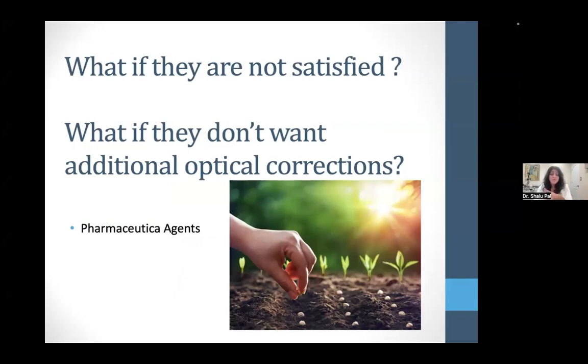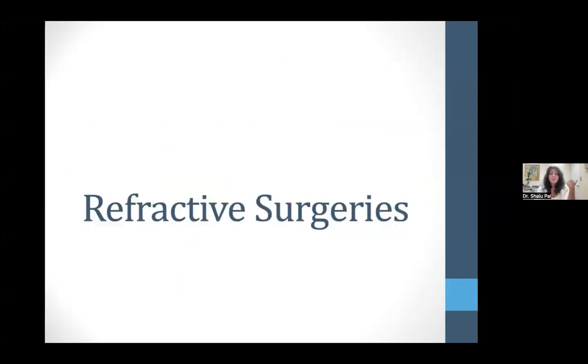In Ortho-K, what if they're not satisfied? What if they are in the best possible correction that you can do, and we're still not achieving the amount of add that we want? Besides switching to a whole new different platform, this is again where we're planting seeds that maybe pharmaceutical agents might come into play and might be able to help us here as well.